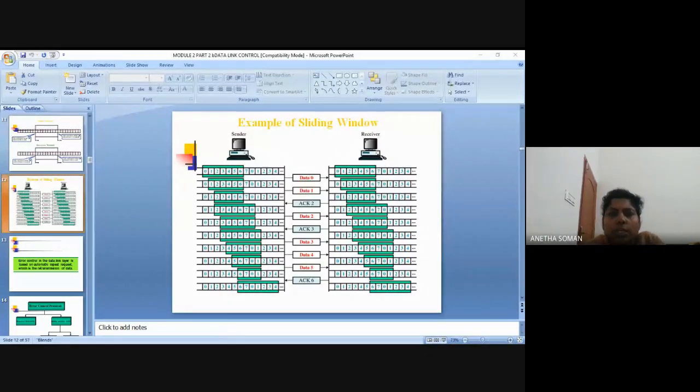Now look at the middle part. What happens when data 0 is sent from the sender side? Once the data goes out of the sender side, the wall that is towards the left will shift towards the right. So what are the frames inside the window now? It is 1, 2, 3, 4, 5, and 6. It is shifted towards the right by 1 unit.